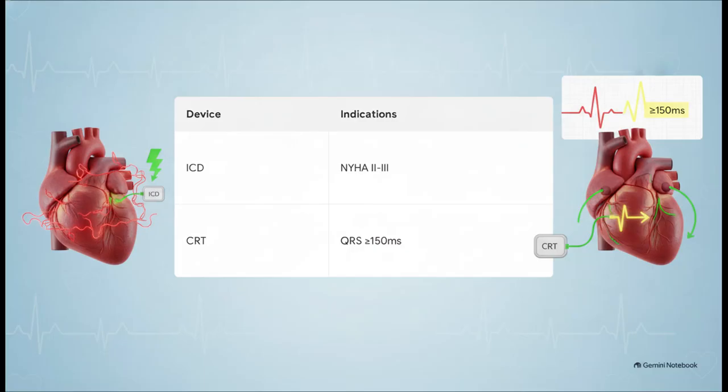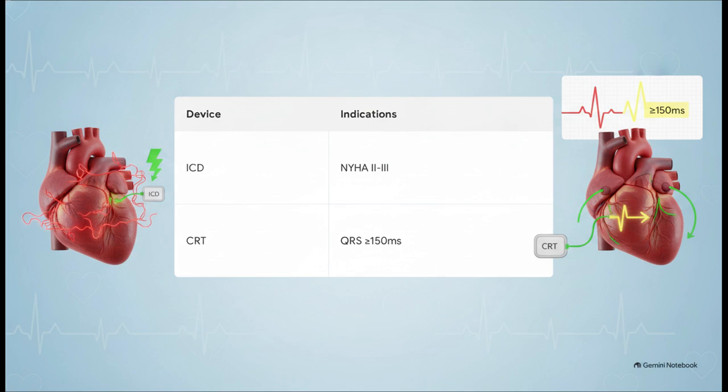Finally, for patients whose ejection fraction remains severely reduced at 35% or less, even with optimal medical therapy, we look to device therapy. We use an ICD, or implantable cardioverter defibrillator, for patients in NYHA 2 or 3 to shock them out of fatal arrhythmias.